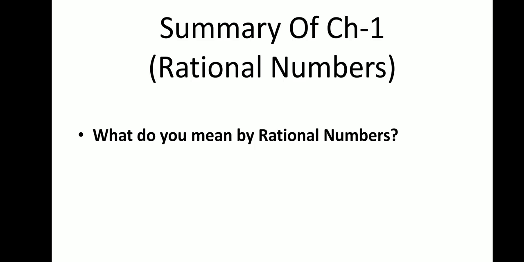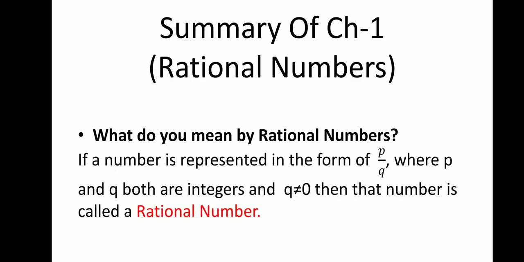So what do we mean by rational numbers? If a number is represented in the form of p over q, where p and q both are integers and q is not equal to 0, then that number is called a rational number. So for a number to be a rational number, p and q both should be integers, and the second condition is q should not be equal to 0.